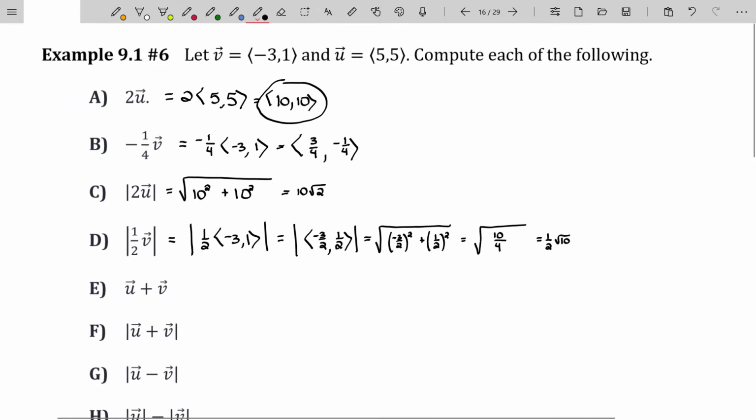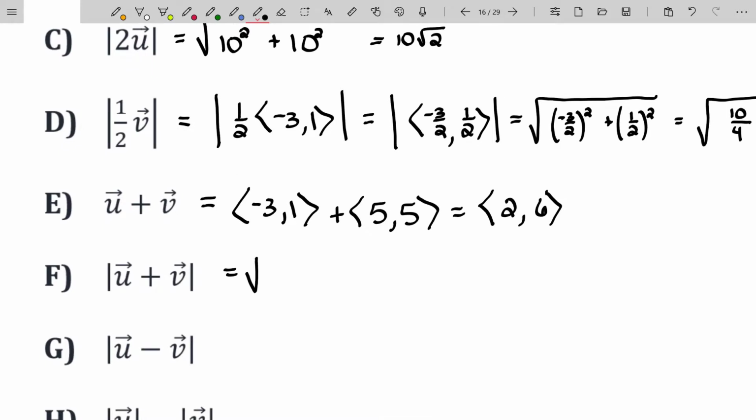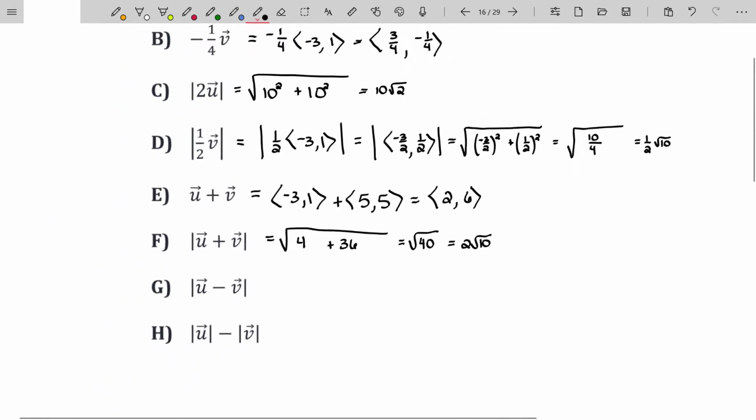U plus v, I think we've already done, well, no, maybe we haven't. U plus v. Well, this is going to be a negative 3, comma 1 plus 5, comma 5. That should make sense. You add like components, so it's going to be negative 3 plus 5, or 2, and 1 plus 5, or 6. And then the next question is saying, well, what's the size of that vector, right? So that'll be the square root of the sum of the squares of its components, so 4 plus 36, or square root of 40. Should really reduce that radical though. So that's going to be 2 root 10. That's the size of that vector.